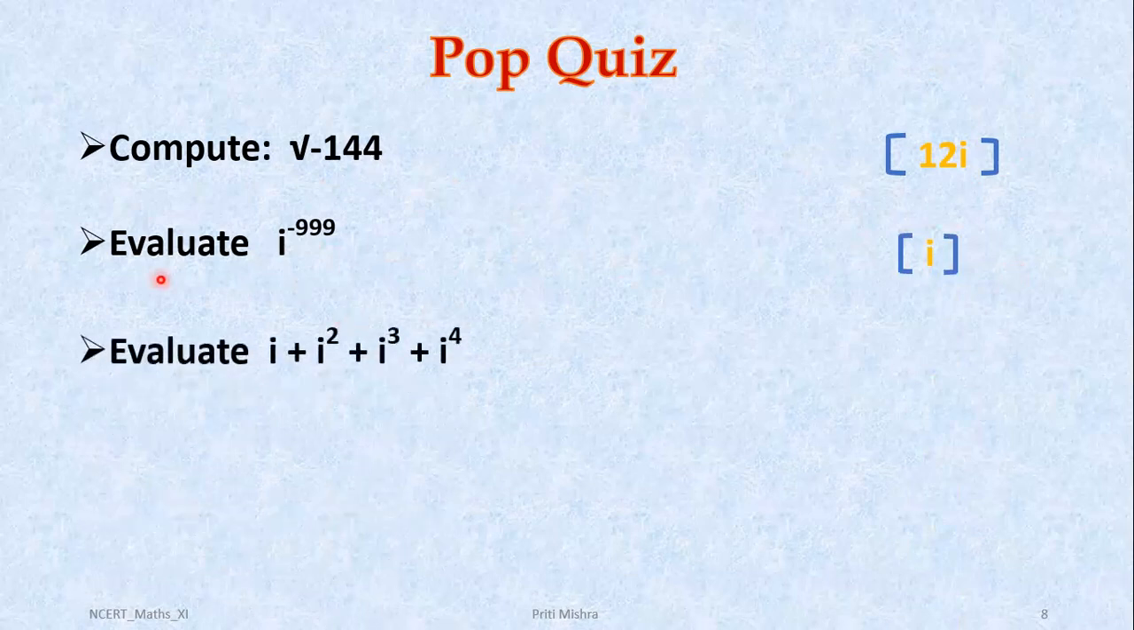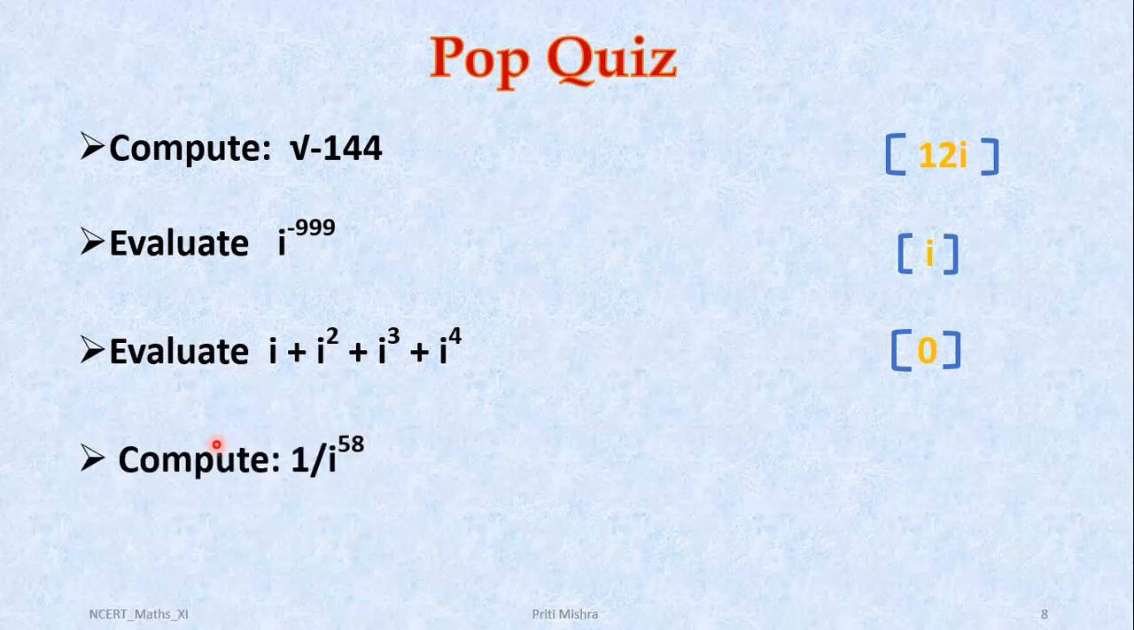Let's have another question. You have to evaluate i plus i square plus i cube plus i to the power 4. Just put in all these values which you know very well now. So its answer is 0 because all the values will get cancelled out.